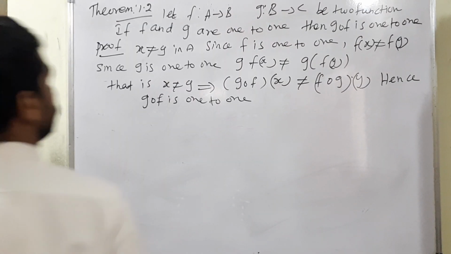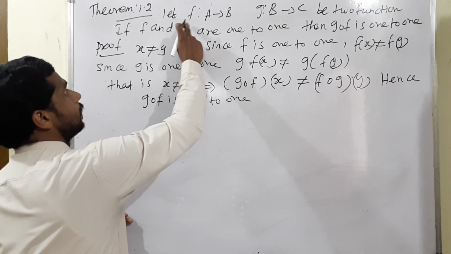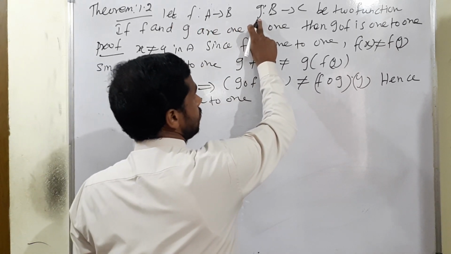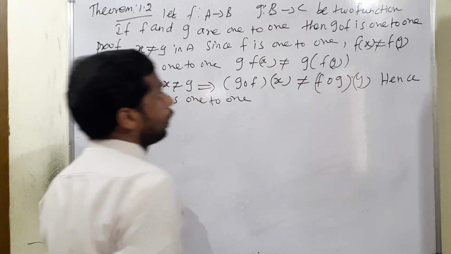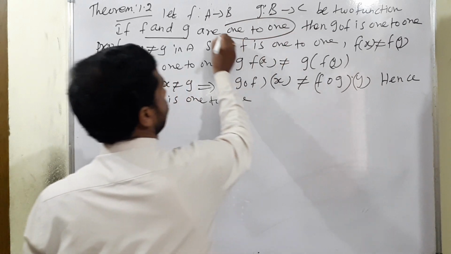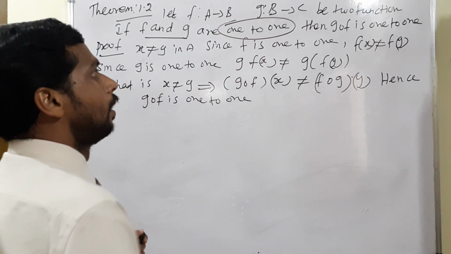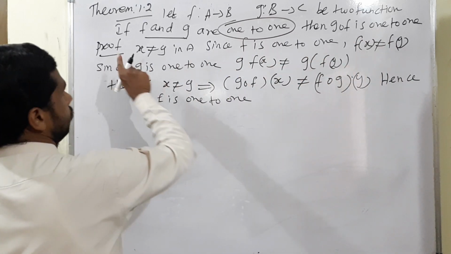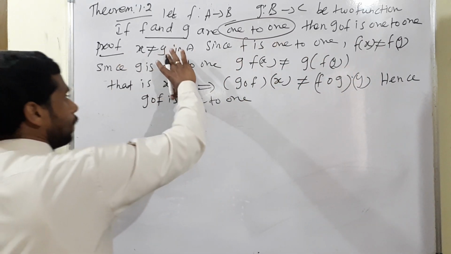So, theorem 1.2: let f such that A tends to B, and at the same time g such that B tends to C, be two functions. If f and g are 1 to 1, okay, f and g are 1 to 1, then we have to prove g dot f is 1 to 1. That is the condition. Here some conditions are there.